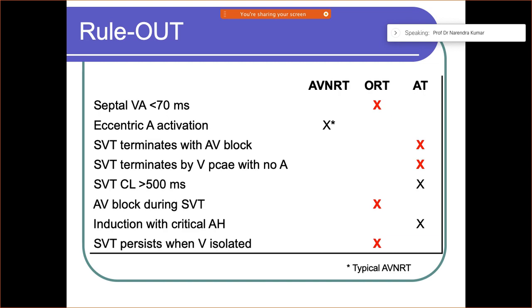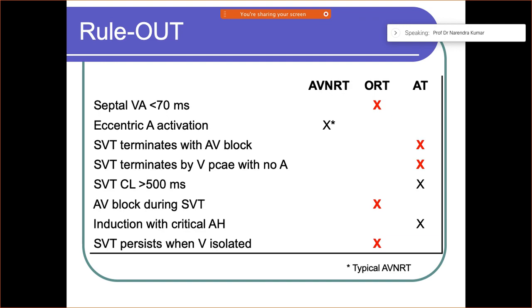Similarly, during ventricular pacing, if you are able to induce an AV block and the tachycardia terminates, of course you are ruling out atrial tachycardia. And why is that? Because atrial tachycardia need not depend upon the AV conduction. Similarly, when you are able to terminate the tachycardia with V pace and without A, again you rule out atrial tachycardia.